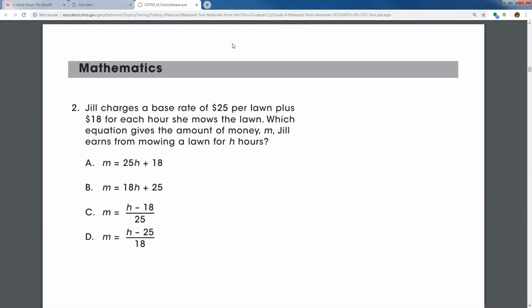So when we have these word problems, it's good to underline the key points. It was 25 for every lawn, plus, and that plus means addition is going to happen, 18 for each hour she mows the lawn. And then the M represents money, H hours. So you're saying B, and that is correct.